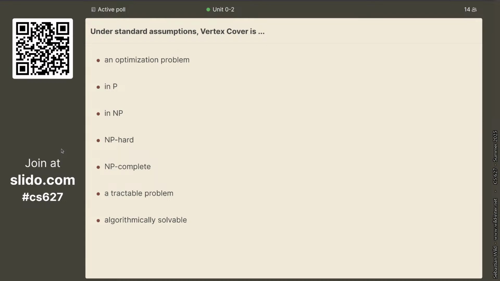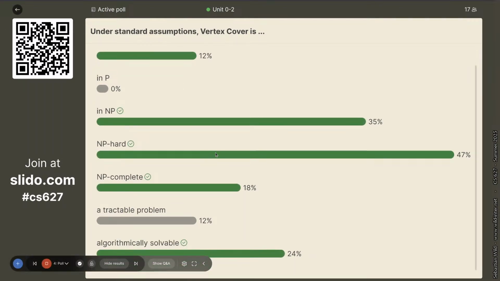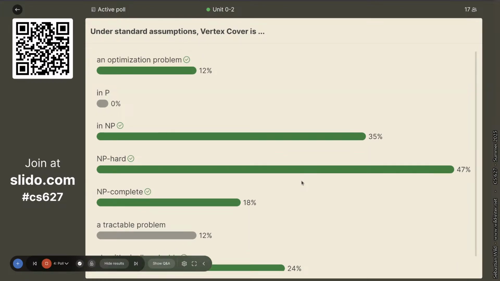Three, two, one. So there's the votes, and if you can see all of them. Yeah, most was right, so you could have selected most answers. It is an optimization problem. We'll define it later.